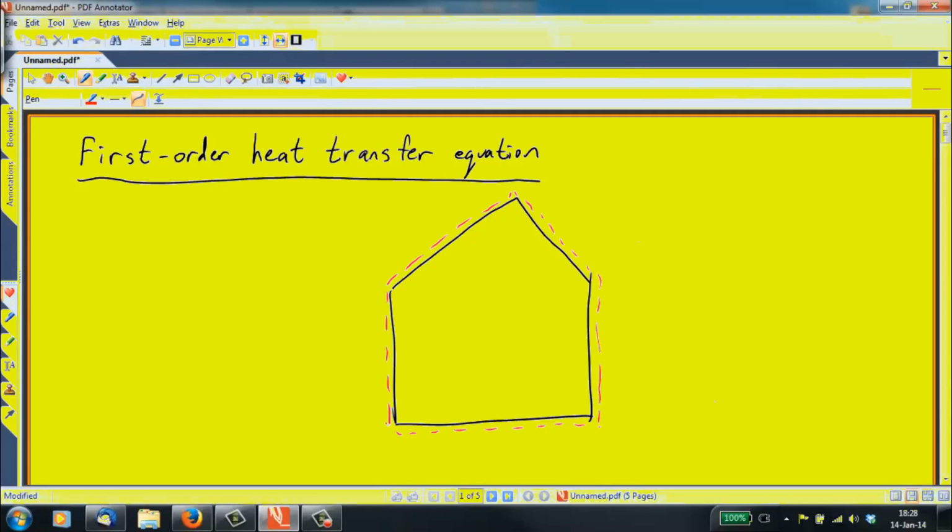Even though the walls are more massive than the air, we're going to lump everything together and say that inside the house the temperature everywhere is the same. Because of this, there's a certain amount of energy inside the house, where energy is proportional to the temperature, with a little subscript in for inside, times some heat capacitance.